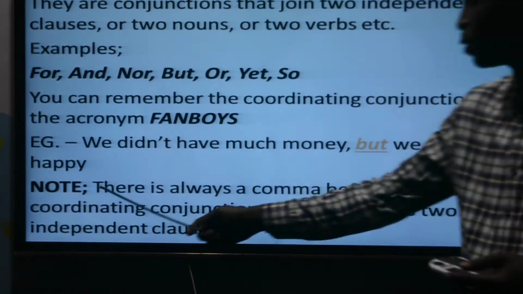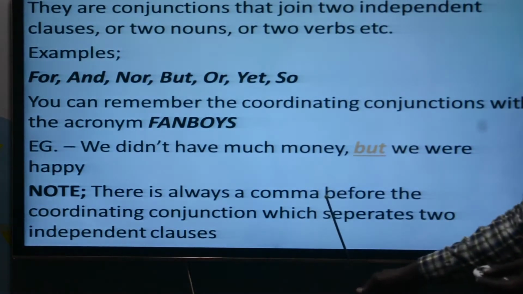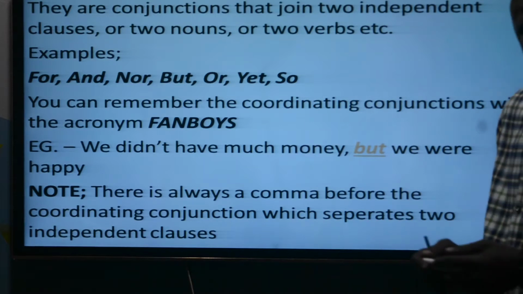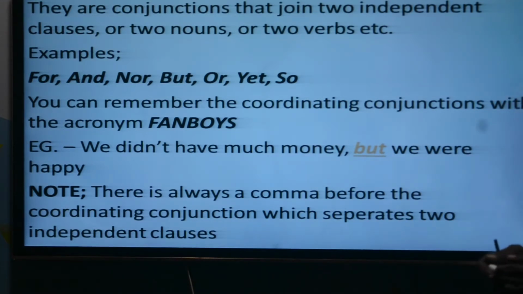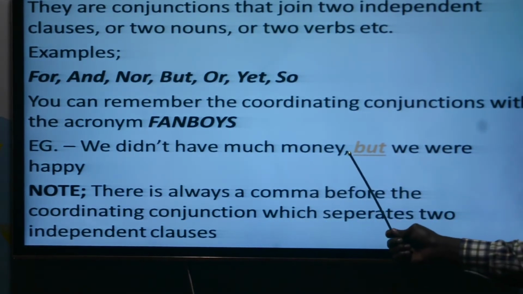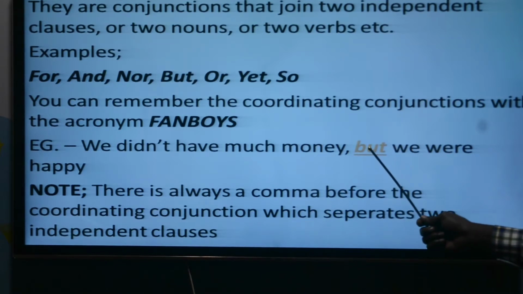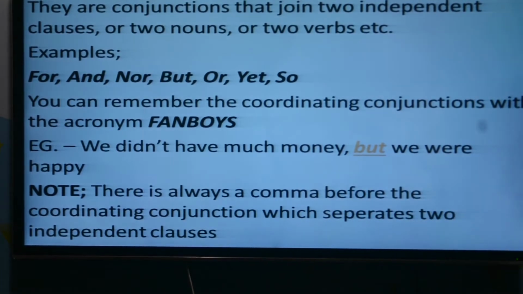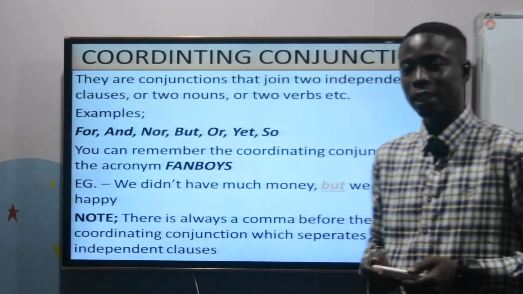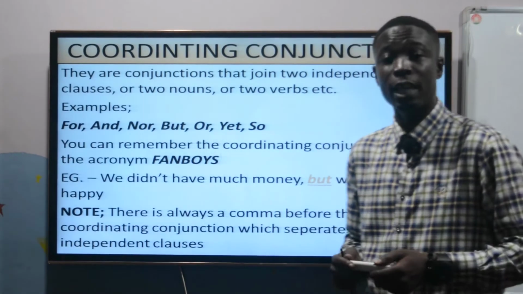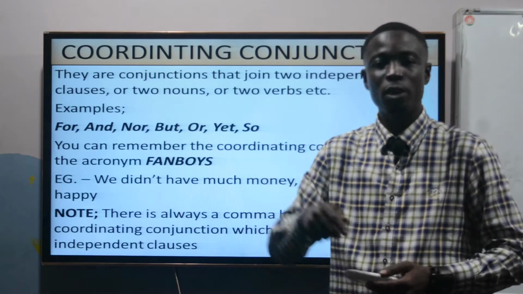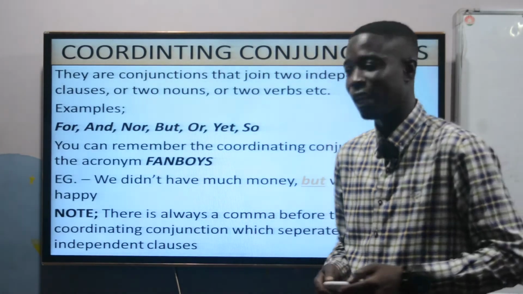Now, let's take note of this. There is always a comma before the coordinating conjunction, which separates two independent clauses. As in the example, there should always be a comma. Take note of that. Before a coordinating conjunction is used in a sentence, there should be a comma before the conjunction comes in.